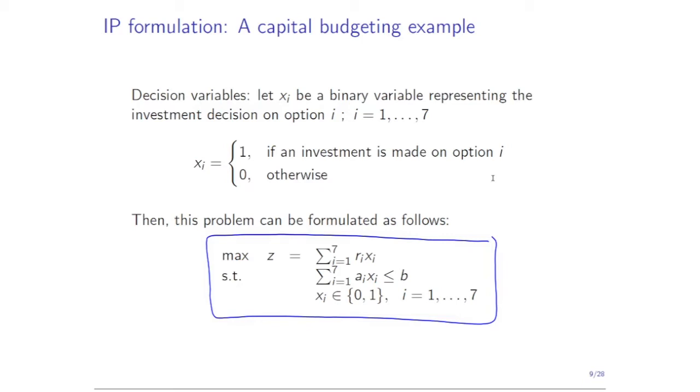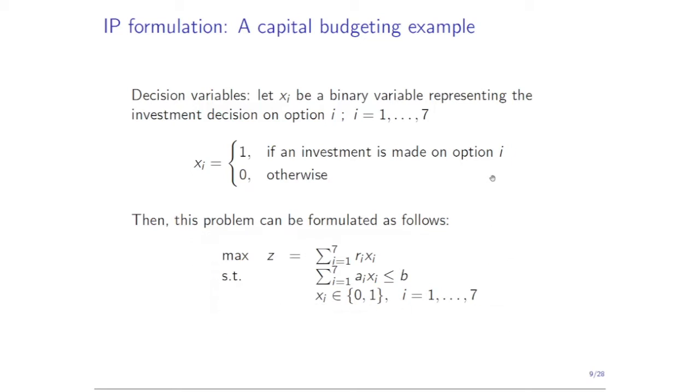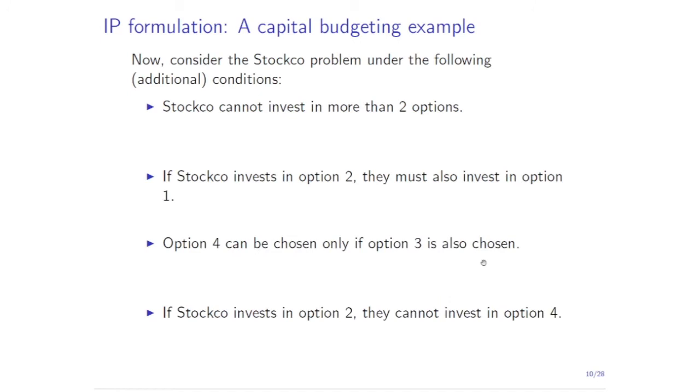In this formulation, the only constraint that I have is the budget constraint, so I cannot spend more than what I have. But what if, for some other reason, there are other constraints that I have to consider? For legal matters, for example, or some other considerations, I have to impose other constraints. I have to add other constraints to my problem. These are a few examples.